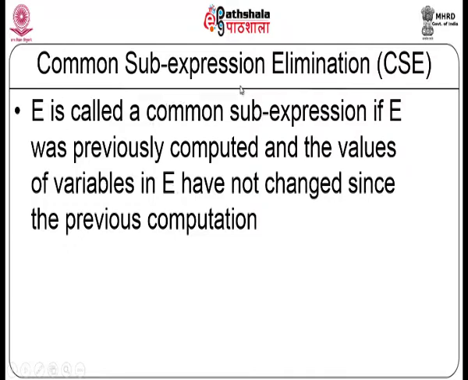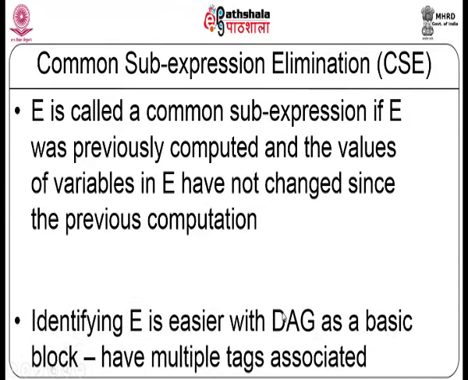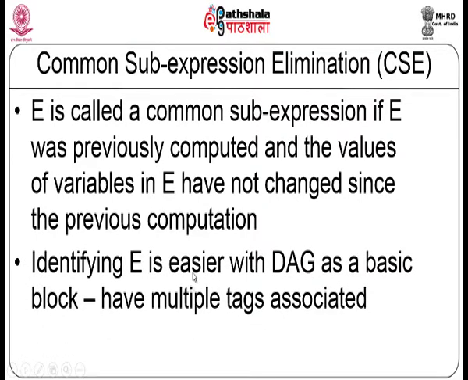As the name itself says, the expression is going to be common, and we are going to get rid of computing this expression at multiple positions, and rather reuse the same expression computed earlier. Identifying E is easier with the DAG of a basic block, where multiple tags can be associated. In one of the modules we have already discussed the construction of the DAG. Similar to how the DAG is constructed, identification of common sub-expressions becomes easier. We will see again in this module how to locate it.